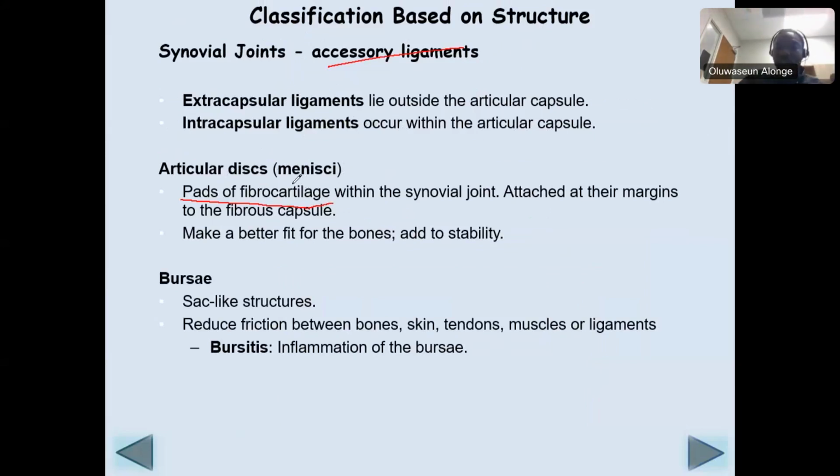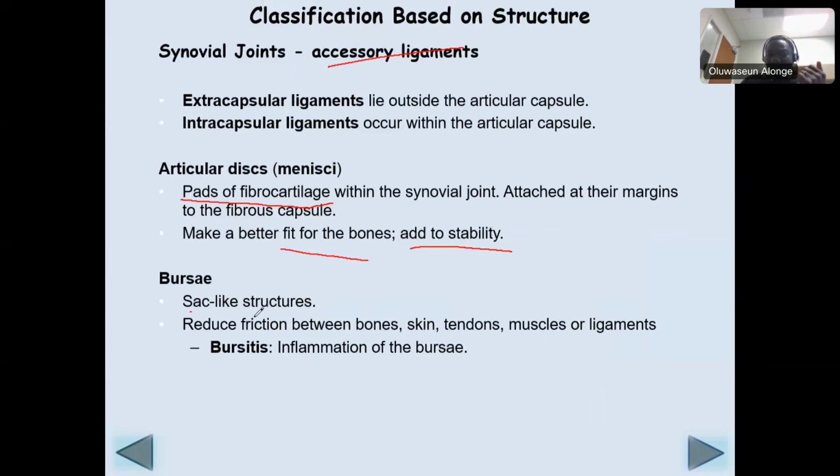So you have fibrocartilage at the pubic symphysis, you see it at the intervertebral disc, and you also see it at the knee joint. Also, the knee joint has articular cartilage, which is a type of hyaline cartilage. So it makes a better fit for the bones, and it also adds stability to the joint.